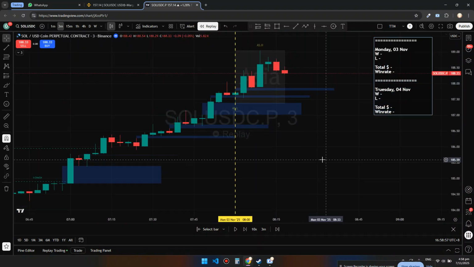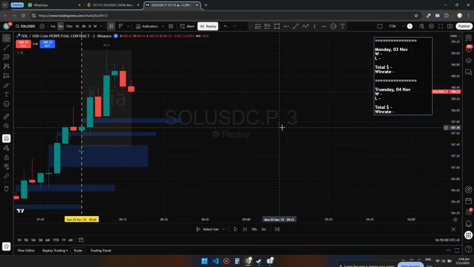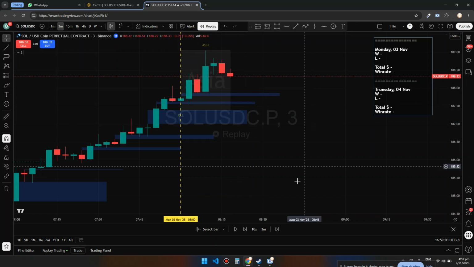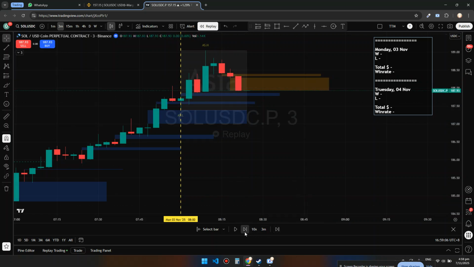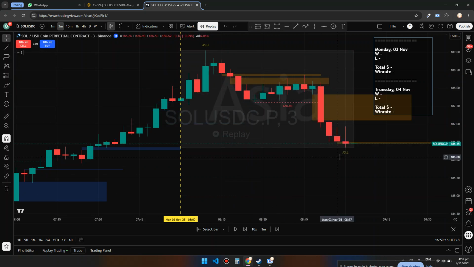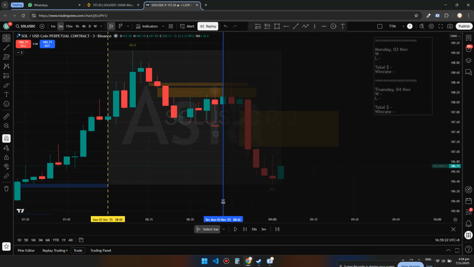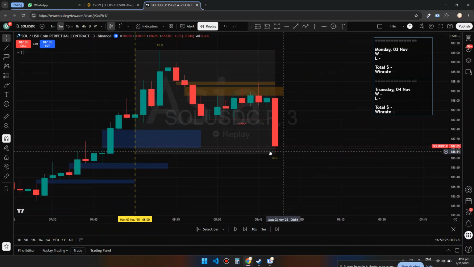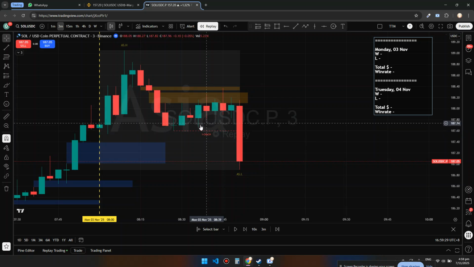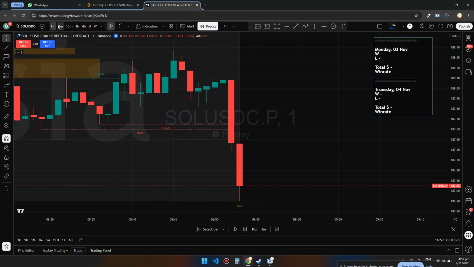Okay. So on the 3 minute, you can see here, I will look for a change of character. So let's take a look. Price will just keep going, and then a change of character appeared. So at this area, we are looking for this. Once I see this on the 3 minute time frame, I go to the 1 minute. So on the 1 minute, I will see that.